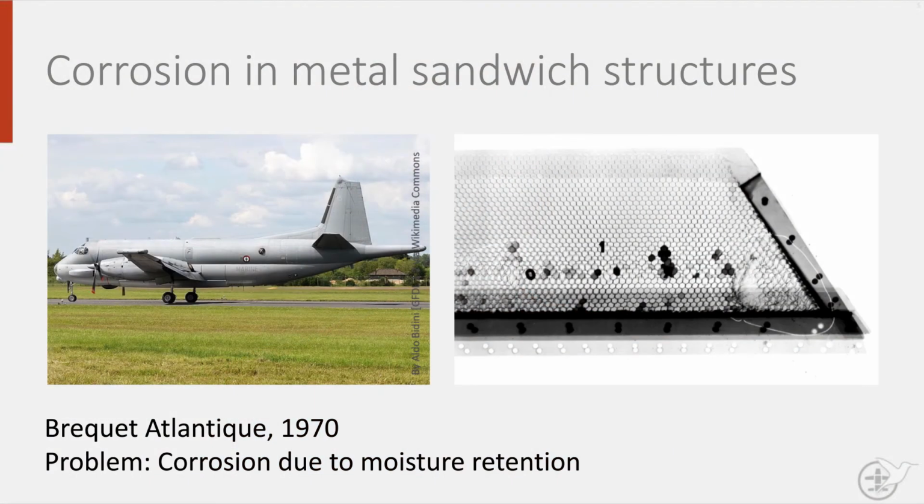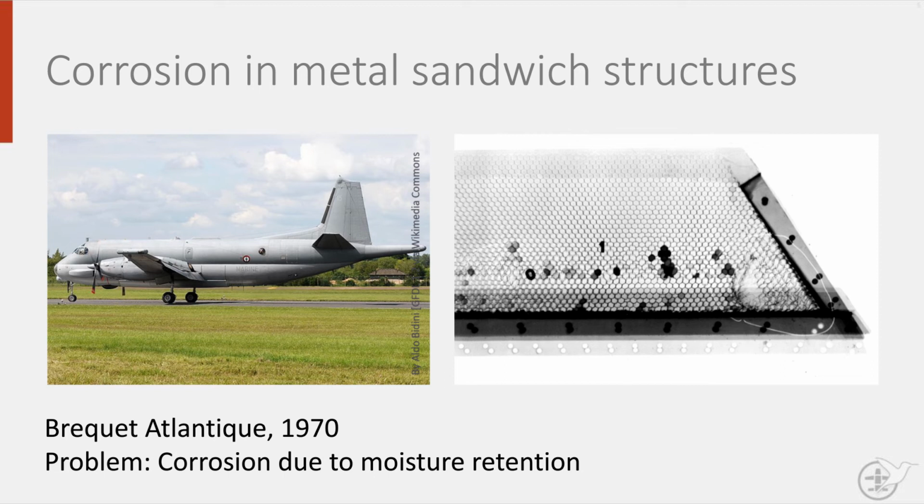To highlight the issue of corrosion, we take a look at a French maritime patrol aircraft, the Breguet Atlantique. It developed substantial corrosion issues due to water retention in its aluminium honeycomb, as can be seen in the X-ray photo taken in that period. The moisture remained trapped inside and increased the rate of corrosion.